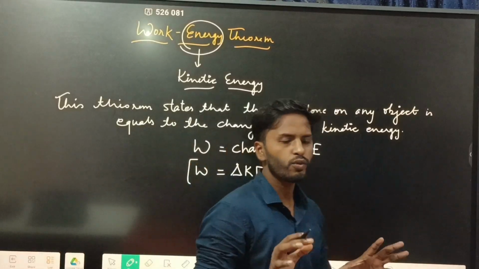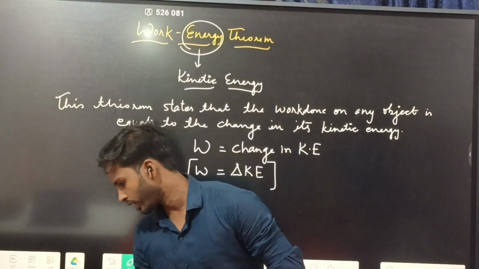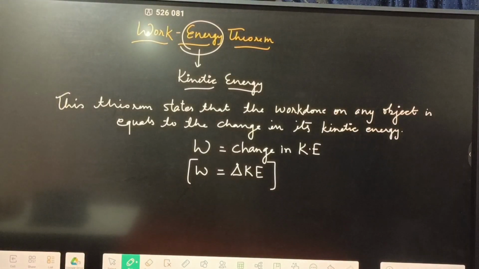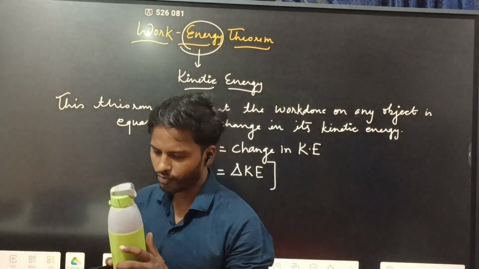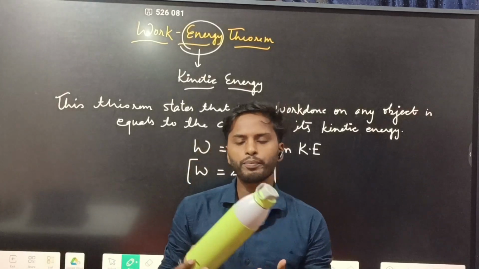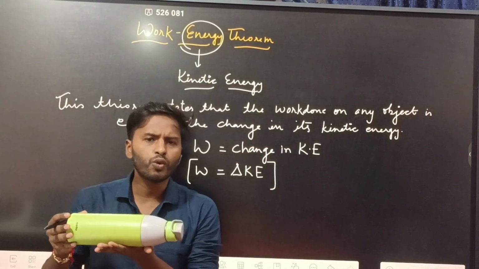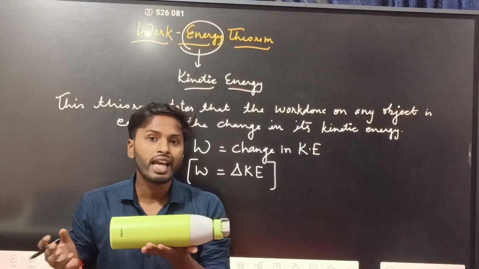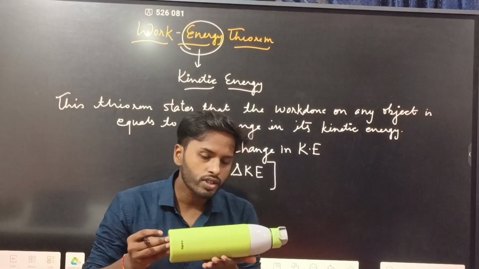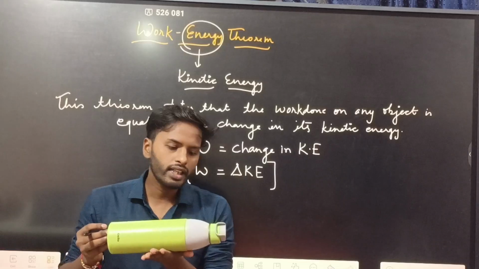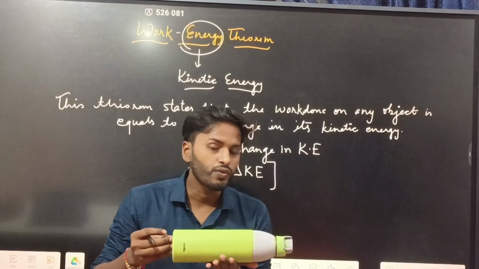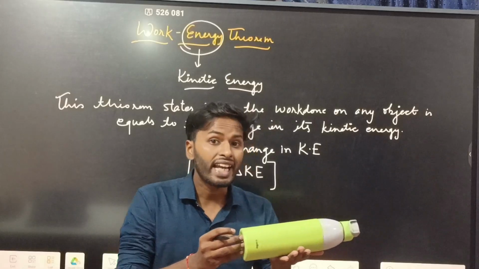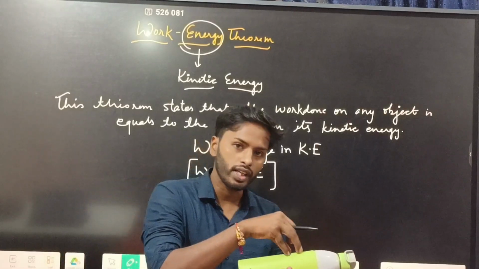Now let's try to understand how this works. Let's take an example. Suppose there is an object. This object is moving with a very small speed or velocity, and suddenly I apply a force on it. Then because of the applied force, it undergoes displacement. That means I have done some amount of work on it.